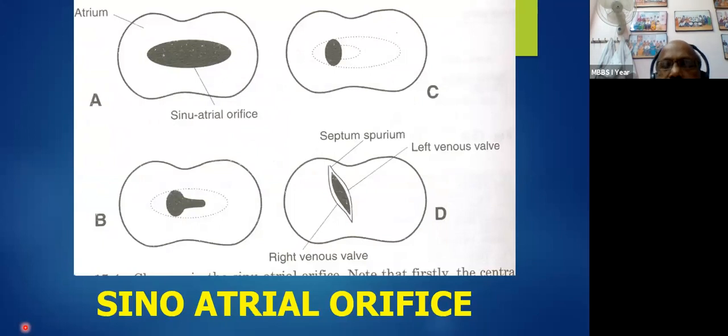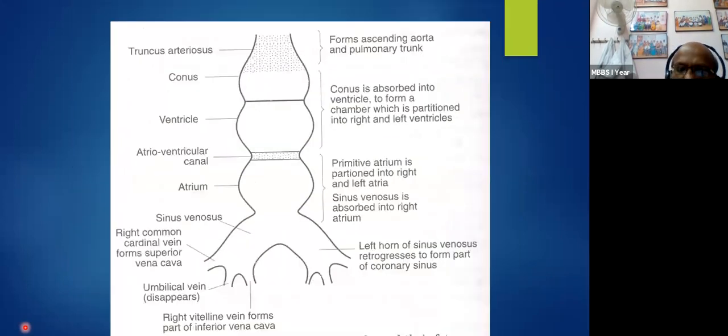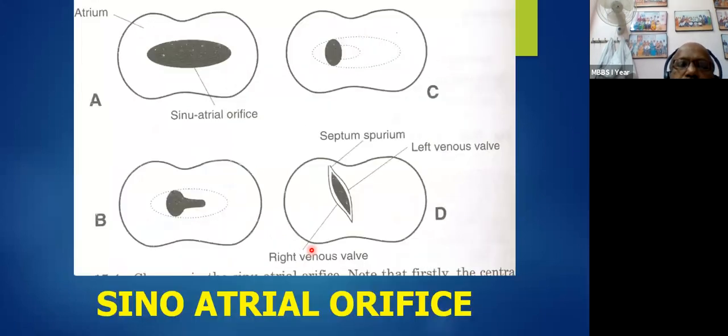Before that, this is also important. After the formation of the cardiac loop, this is the sinoatrial orifice. It will be horizontally placed initially. After the enlargement of the right horn of the sinus venosus and regression of the left horn of the sinus venosus, it is vertically oriented. So initially it will be horizontal, later on it will be vertically oriented. It is guarded by your venous valves. On the right side will be the right venous valve, on the left side the left venous valve.